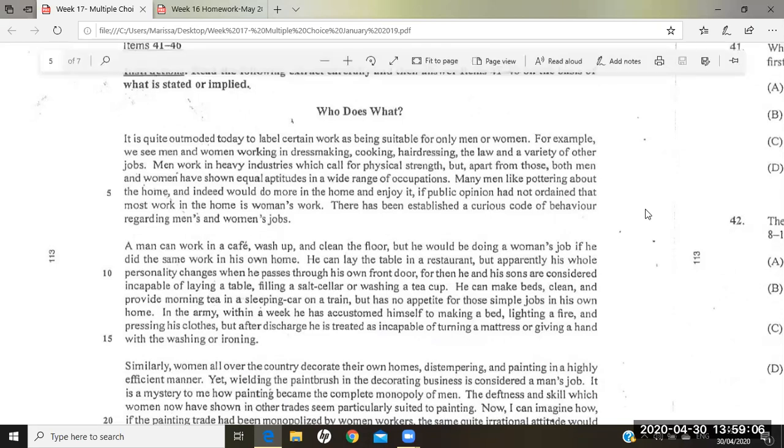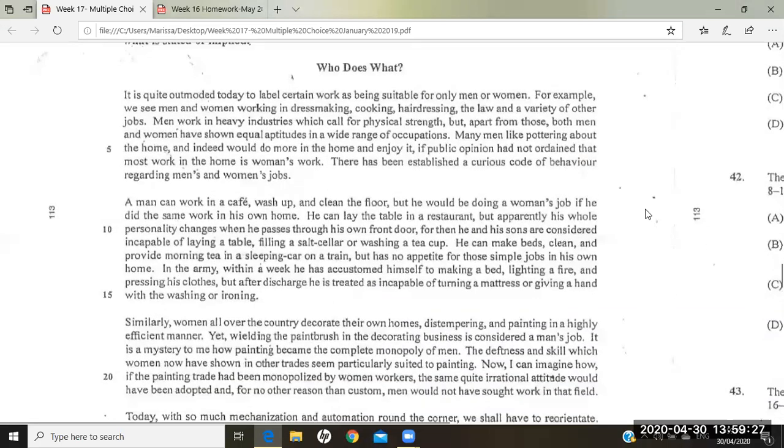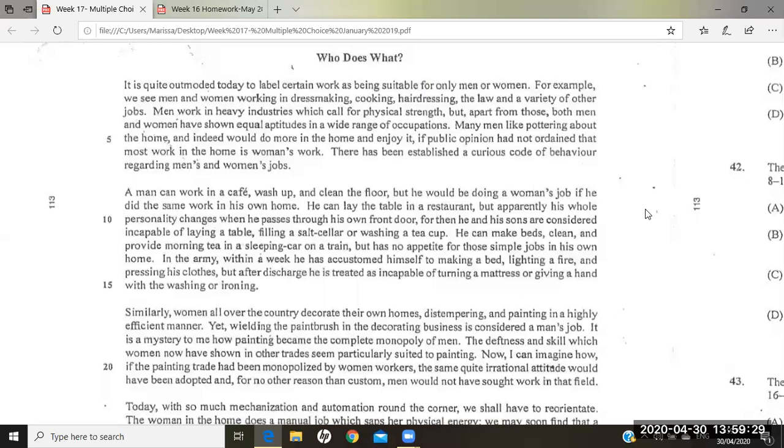So the name of it is Who Does What? And this is the question that, between the sexes, people like to say, okay, who does what? This is a male's job. This is a woman's job. So this is a topic of discussion in society, and a lot of people get upset about this, right? So let's hear what this passage is saying and see if we can understand it and attempt the questions.